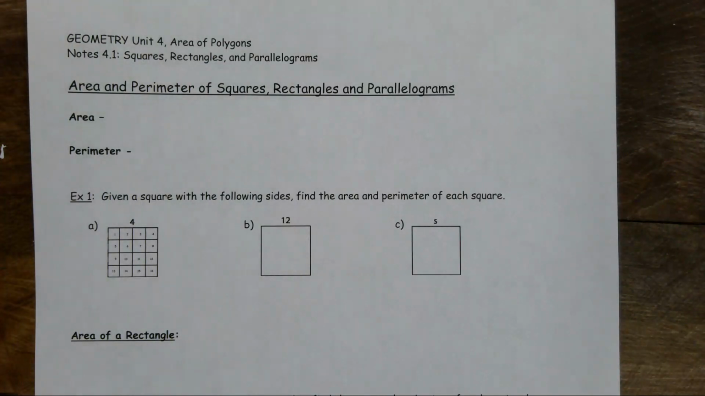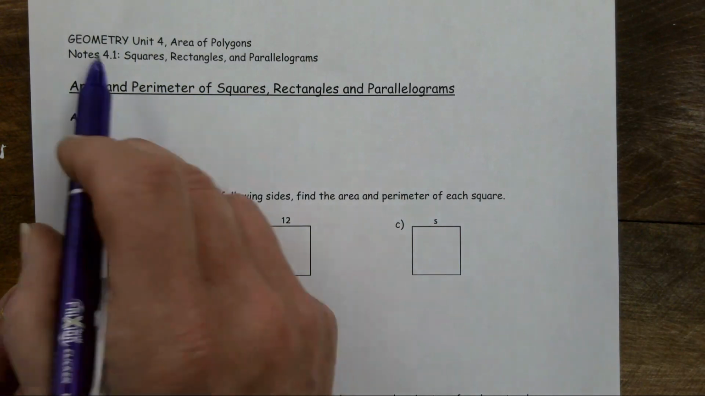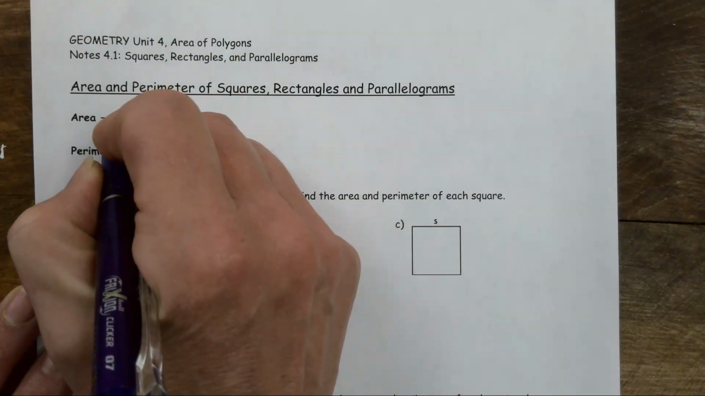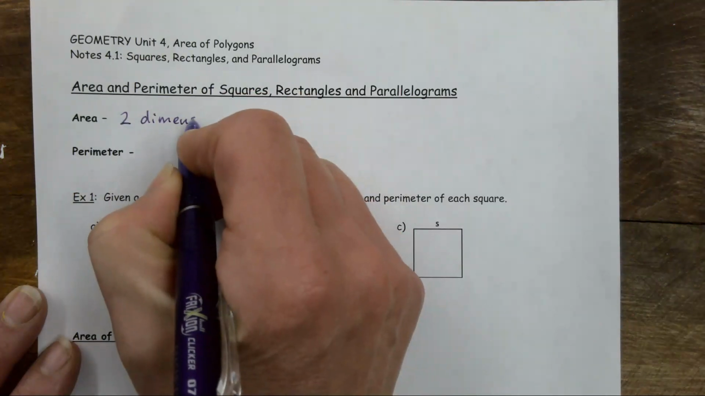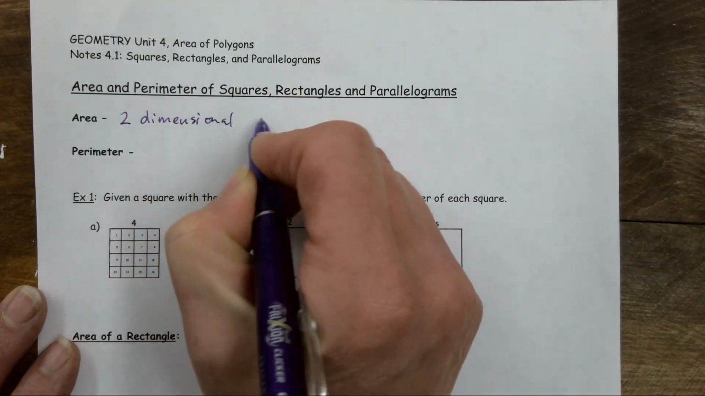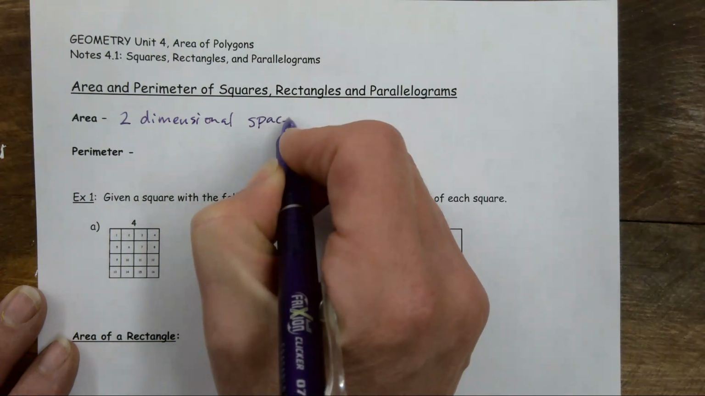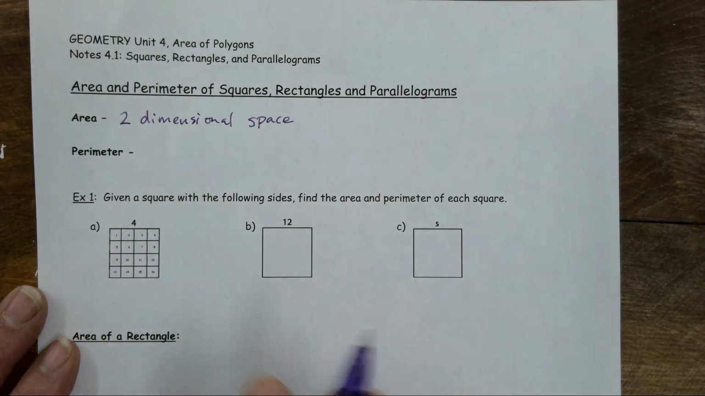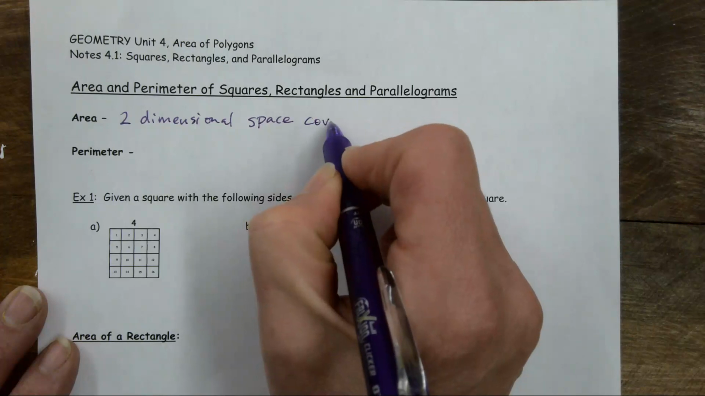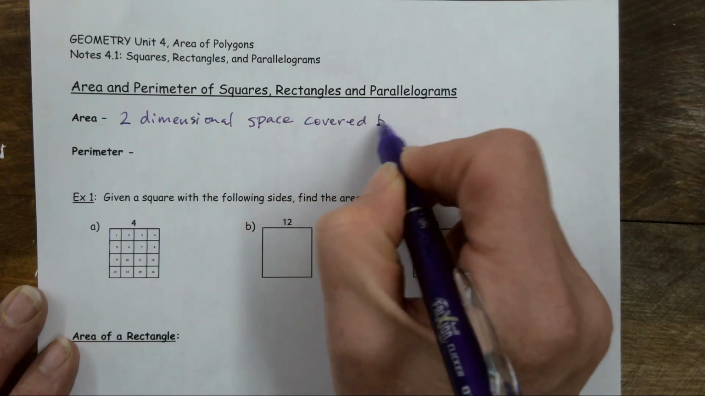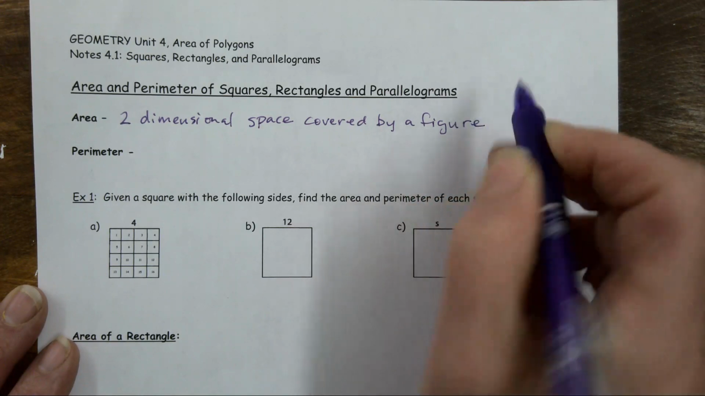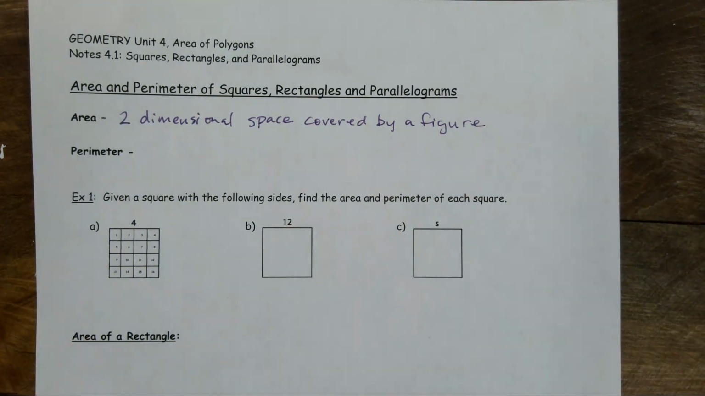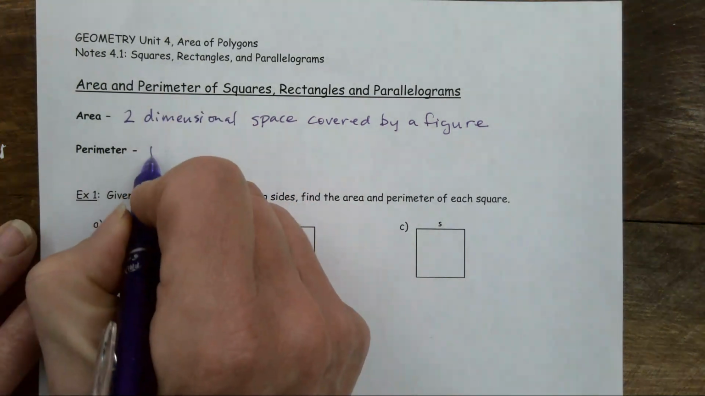Okay. So area and perimeter. Area is the two-dimensional space covered by a figure, whereas the perimeter is the distance around.